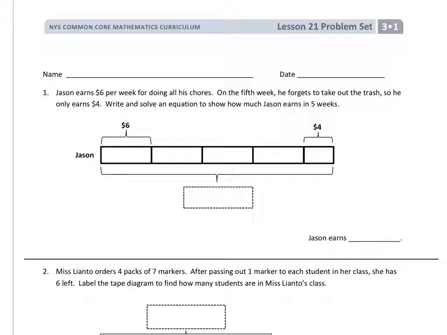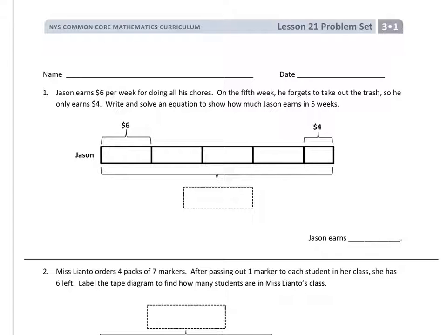Problem number 1. Jason earns $6 per week for doing all his chores. On the 5th week, he forgets to take out the trash, so he only earns $4. Write and solve an equation to show how much Jason earns in 5 weeks. Well, let's look at this tape diagram first.